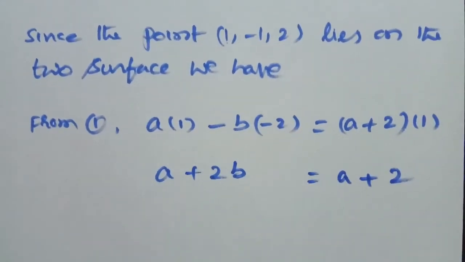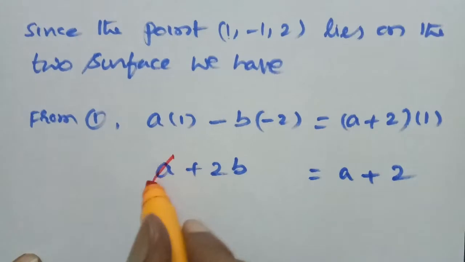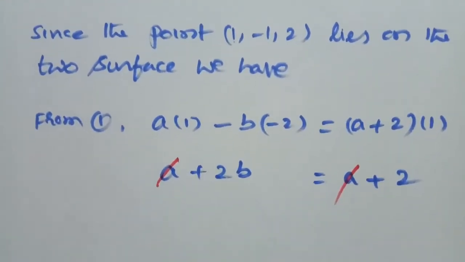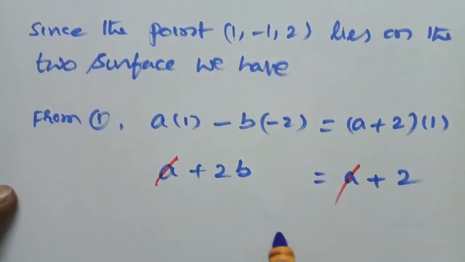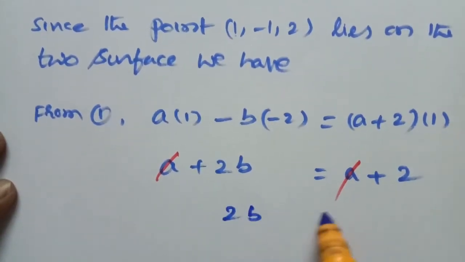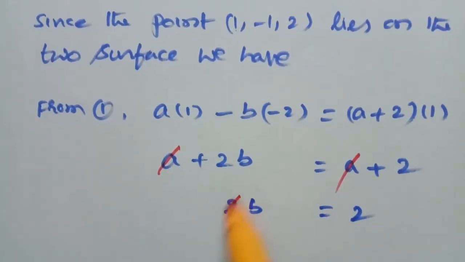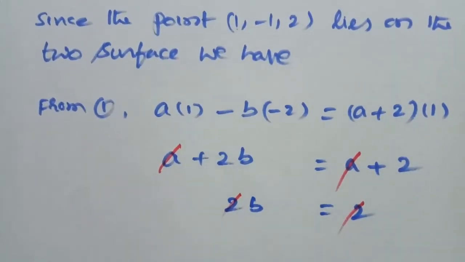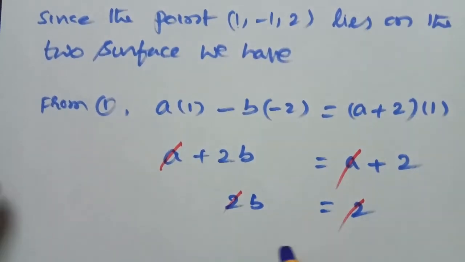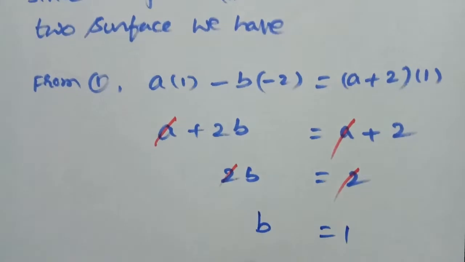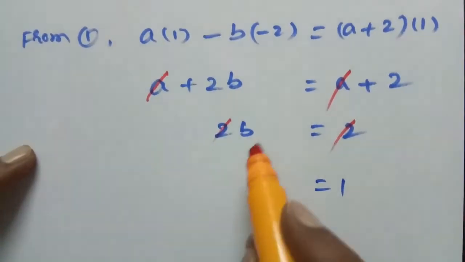Now a gets cancelled. Therefore, 2b is equal to 2. Now 2 gets cancelled. Therefore, b is equal to 1.